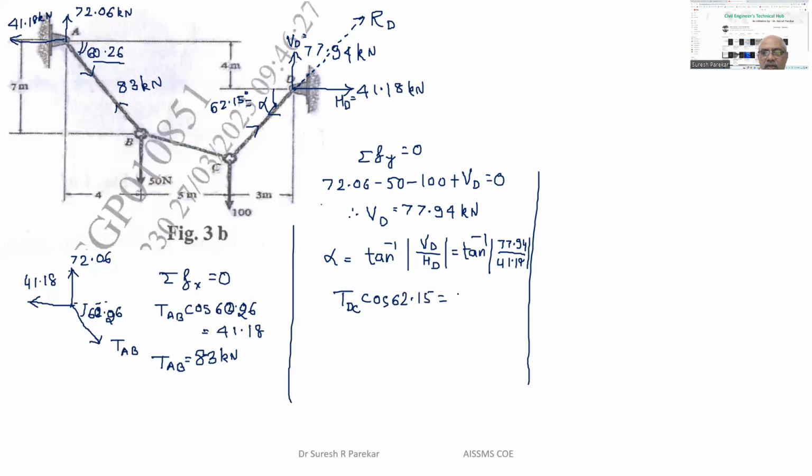62.15 equal to 41.18. From this we get value of TDC and that is equal to 88.15 kilonewtons. Check it. 41.18 divided by cos of 62.15. So 88.15 kilonewton.